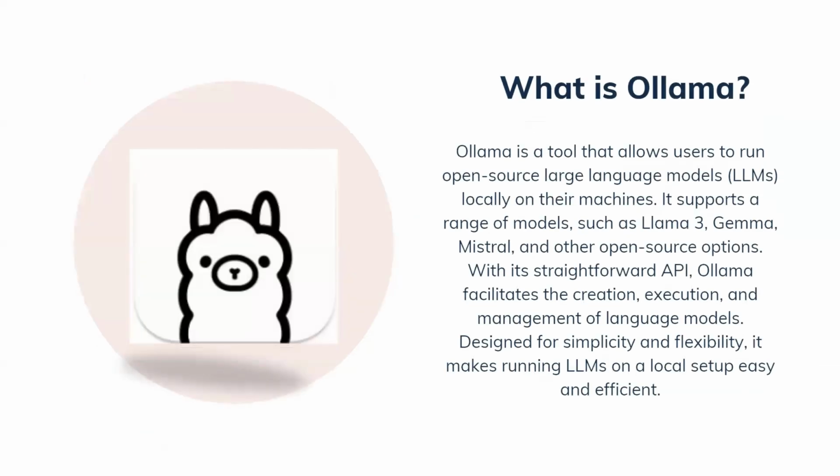So firstly, we'll see what Ollama is. Ollama is a tool that allows users to run open source large language models locally on their machines. It supports a wide range of models such as Llama 3, Gemma, Mistral, and other open source options. With its straightforward API, Ollama facilitates the creation, execution, and management of language models. It is designed for simplicity and flexibility and makes running the LLM on a local setup easy and efficient.